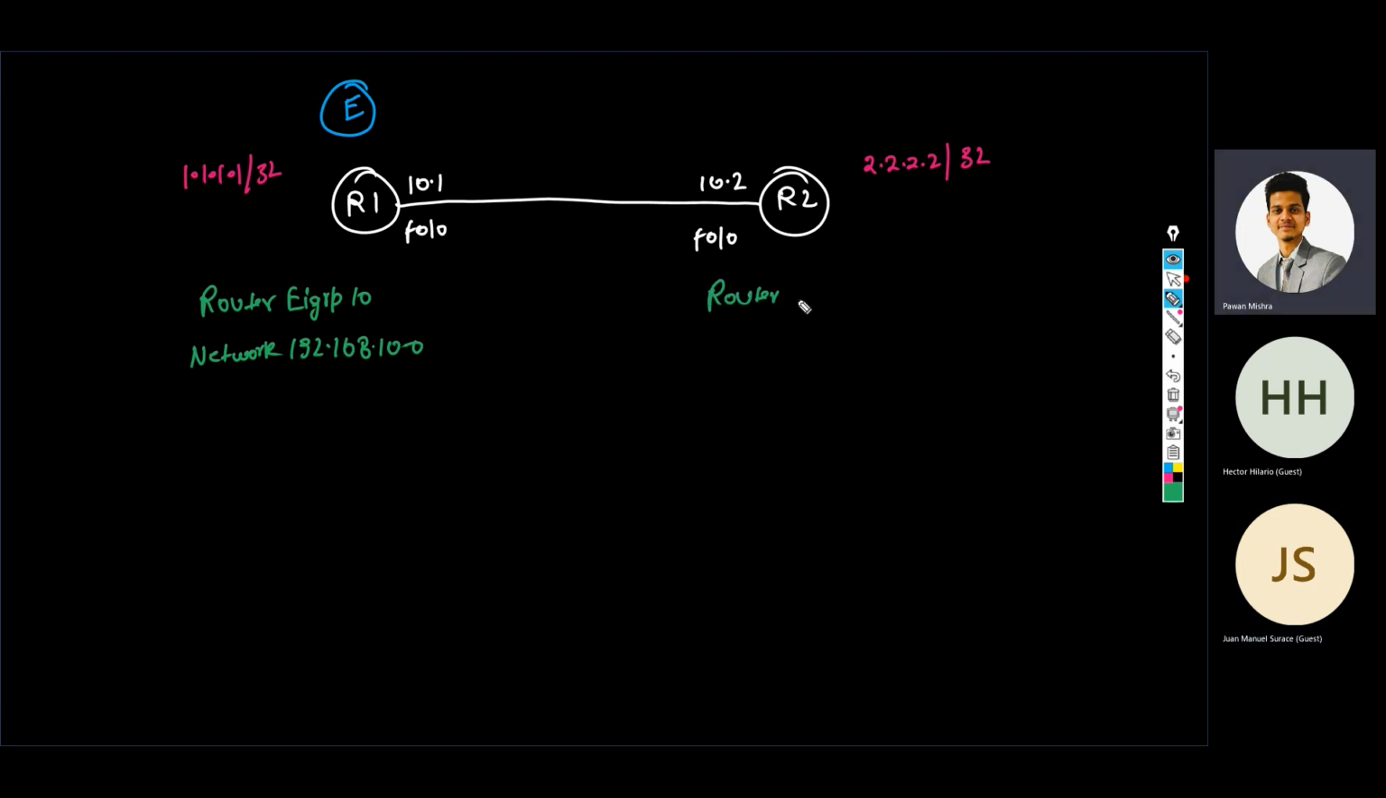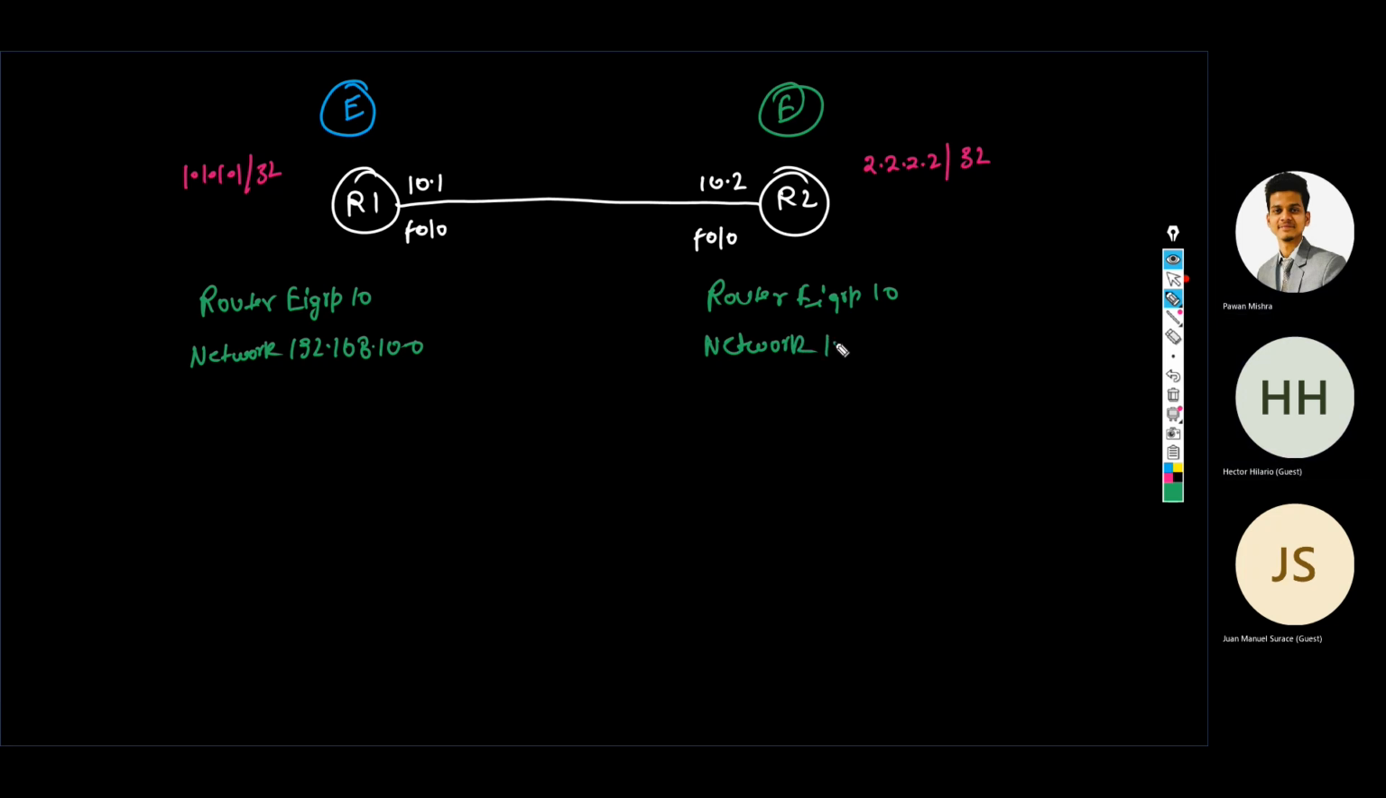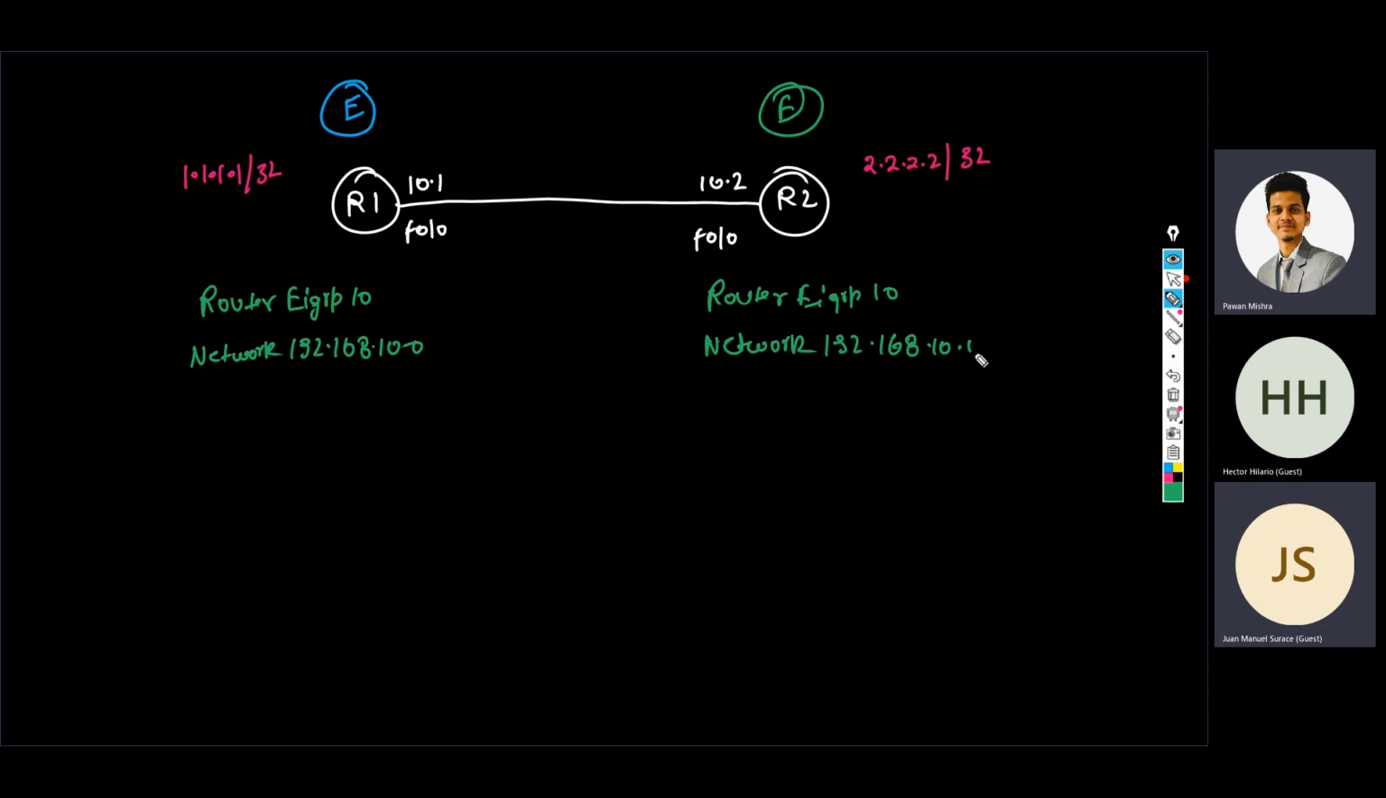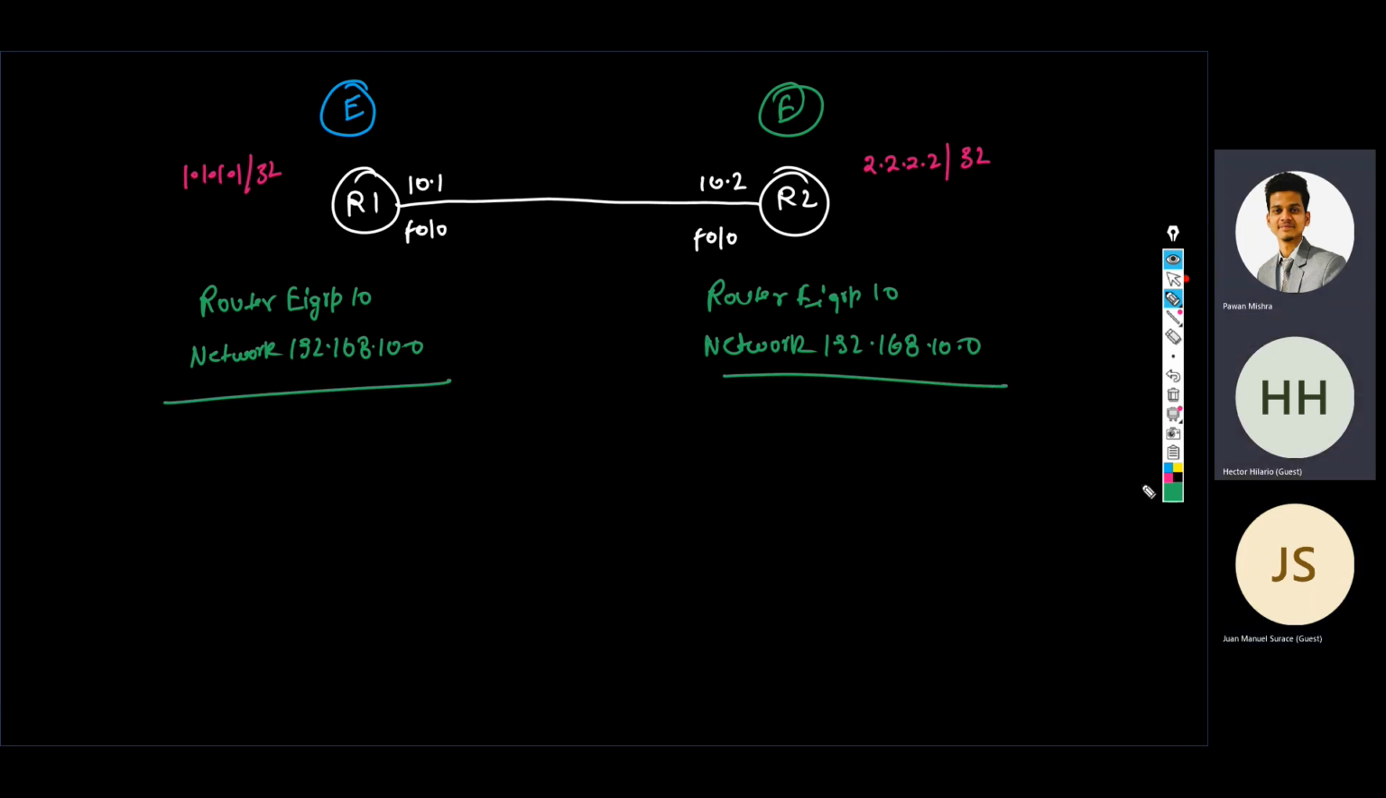Exactly the same on R2. On R2 as well I enable EIGRP, so I use router EIGRP 10, network 192.168.10.0. Clear, guys? So once I use this command, this network command will do two tasks.